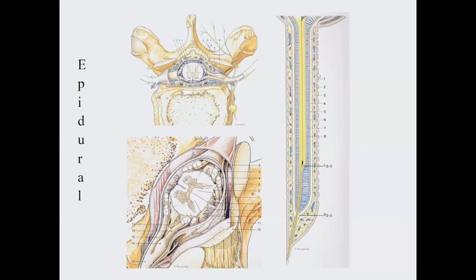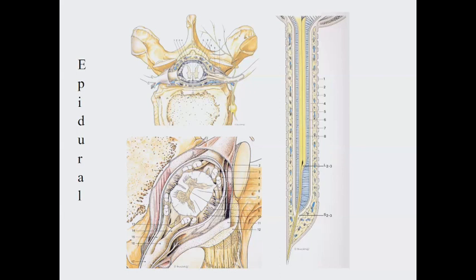So epidural is done at the thoracic level for thorax operations, for lung operations, for operations of the upper part of the abdomen, like pancreatic operations. And it can be done at the lumbar level for abdominal operations and for operations of the lower limb.